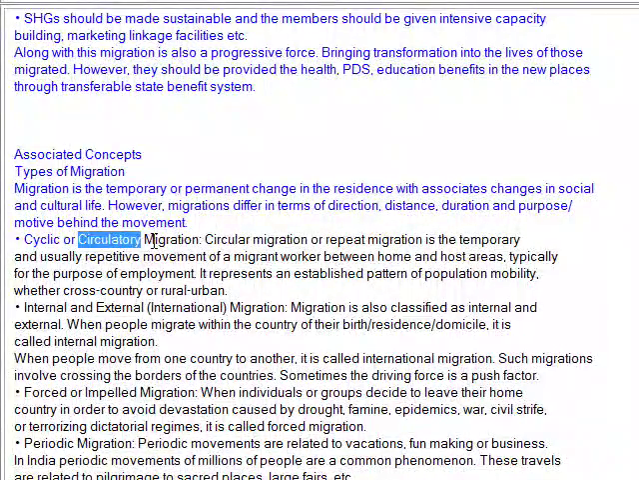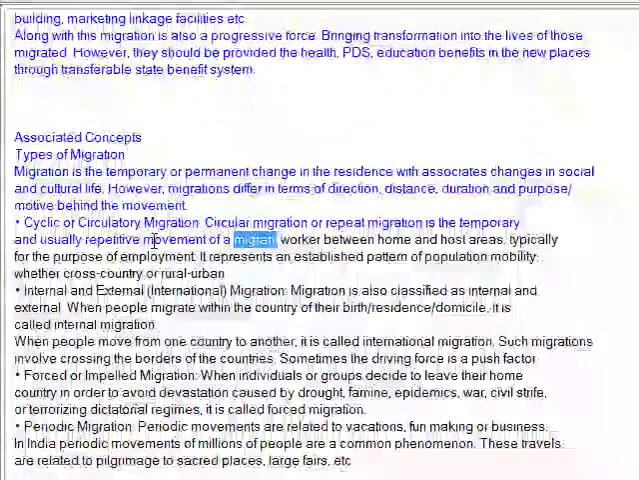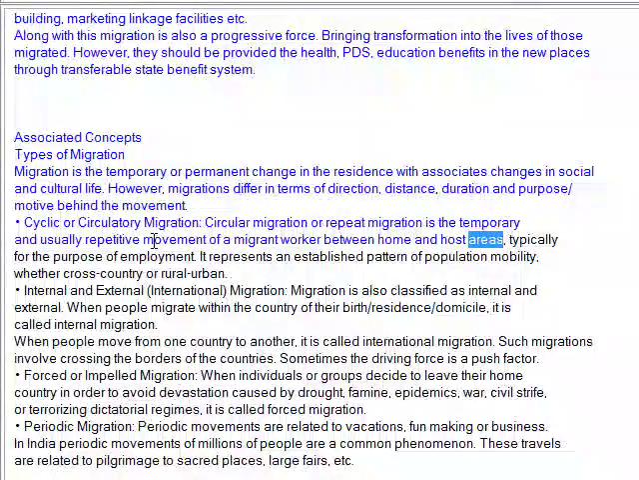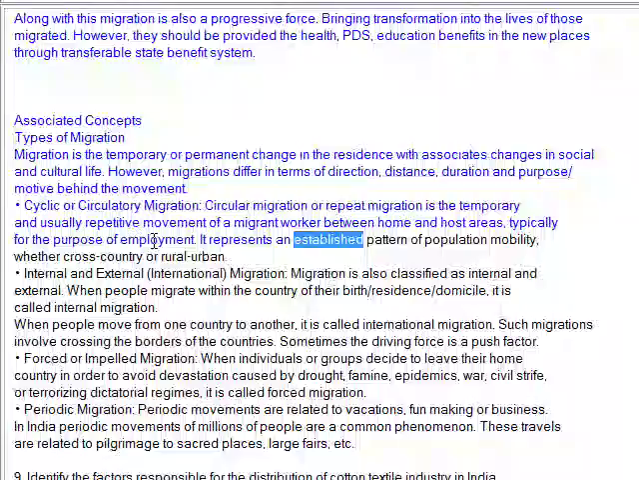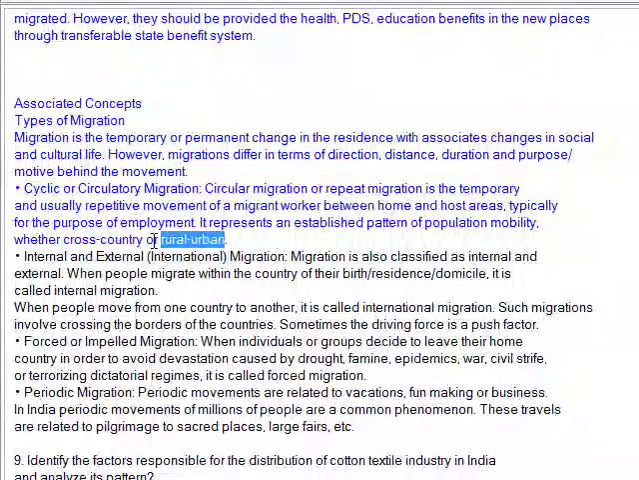Cyclic or circulatory migration, circular migration or repeat migration is the temporary and usually repetitive movement of the migrant worker between home and host areas, typically for the purpose of employment. It represents an established pattern of population mobility, whether cross-country or rural-urban.